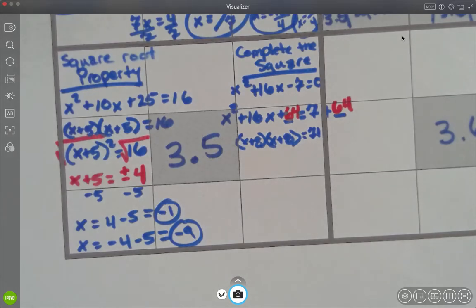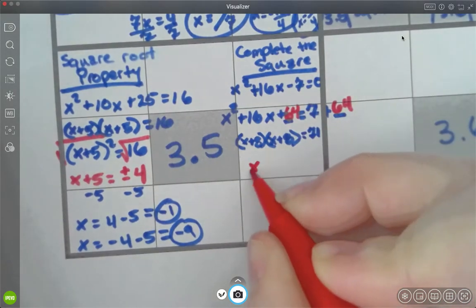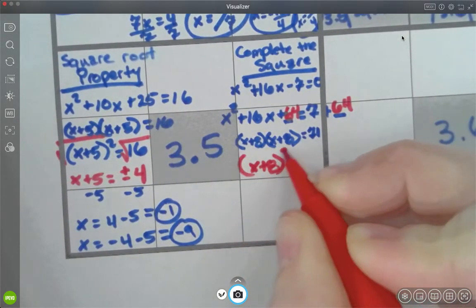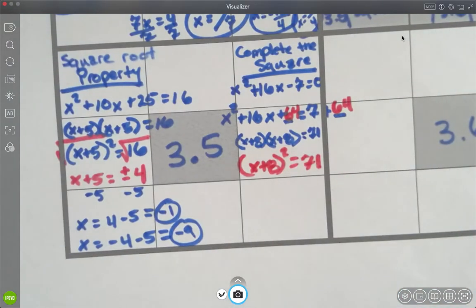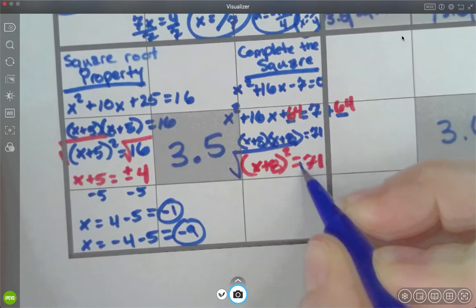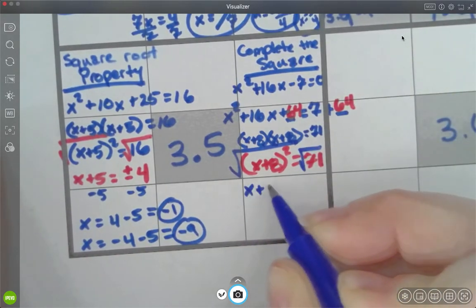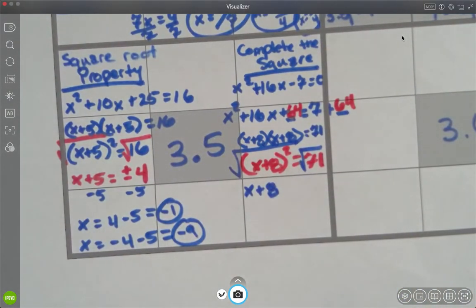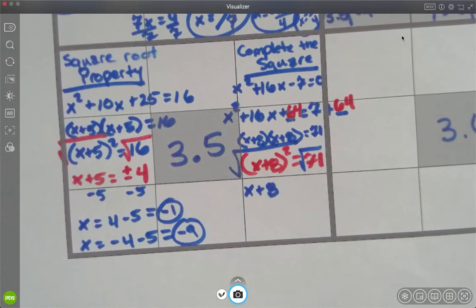Okay? So x plus 8 squared equals 71, right? X plus 8 squared equals 71, and then what? Take the square root, right? I thought you just said don't do that. No, hold on. We're not going to actually find the value of the square root of 71 because it doesn't come out nicely, right?